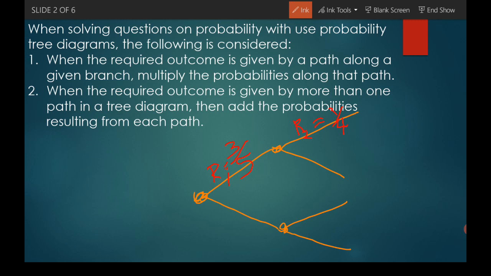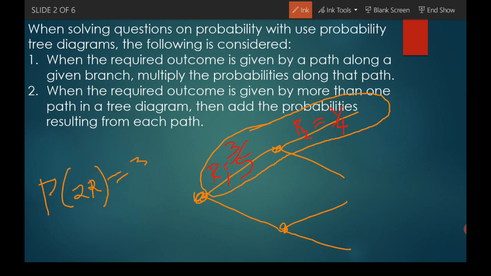In case you want to get the probability of picking 2 red mangoes, and you are seeing that those 2 red mangoes are coming from this branch along that path, the probability of picking 2 red mangoes will simply be equal to 3 out of 5 times 2 out of 4, which is the same as a half, and we are able to get the answer. That is what this number 1 here means.